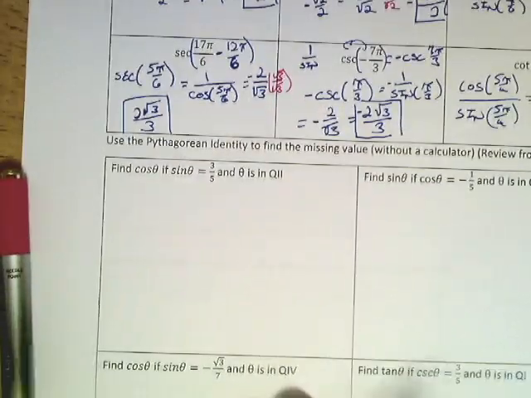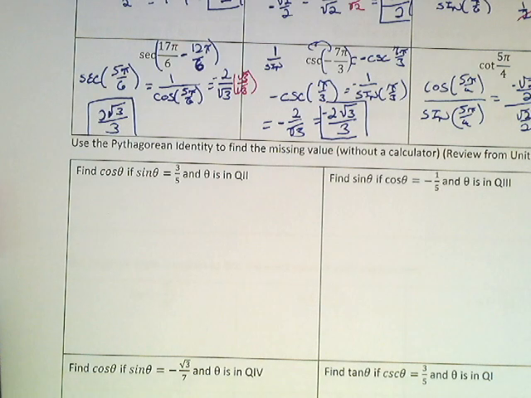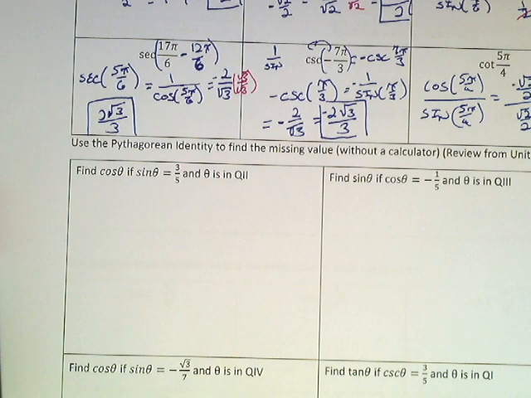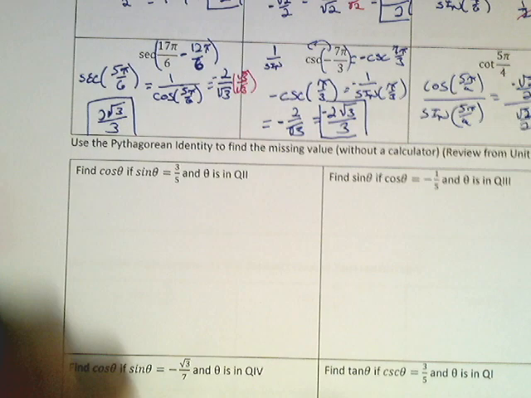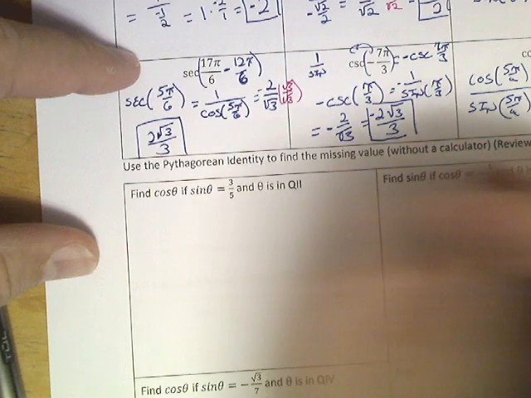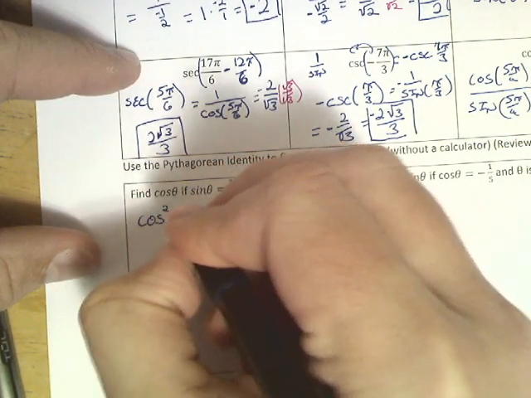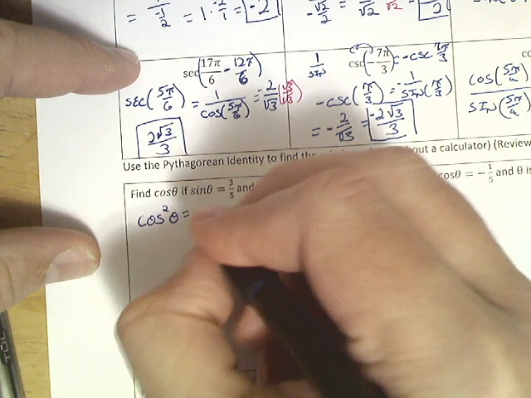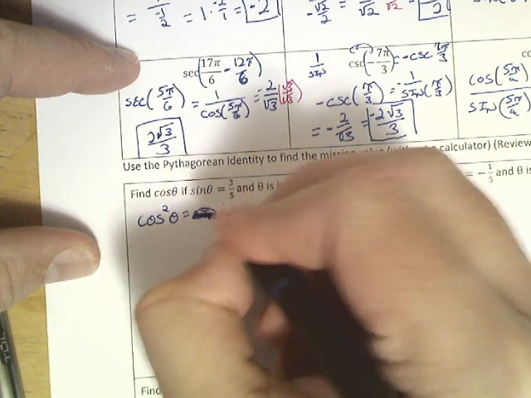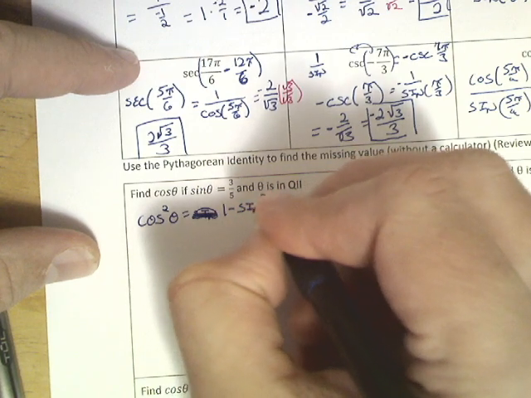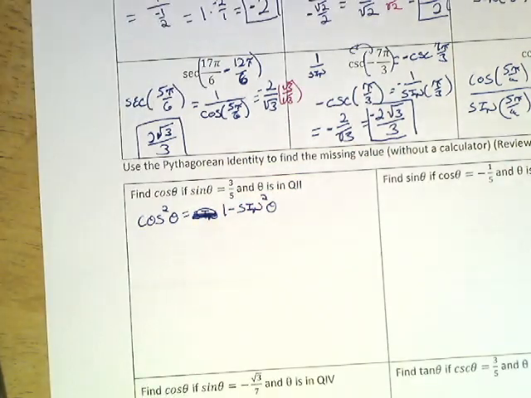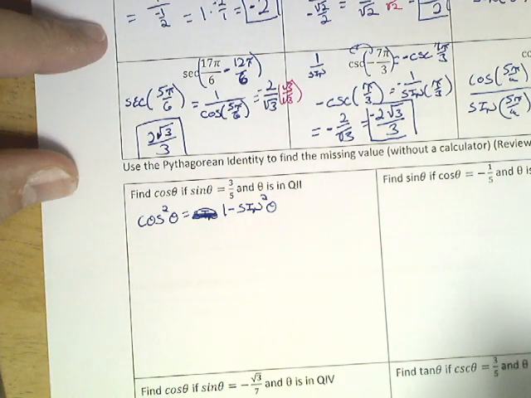Okay, these next ones pretty much all work the same. We need to find cosine if sine is equal to 3/5 and theta is in quadrant 2. So we're finding cosine, so we'll use a Pythagorean identity. Cosine squared theta is equal to 1 minus sine squared theta. We'll use that version of the identity because I need to find cosine.